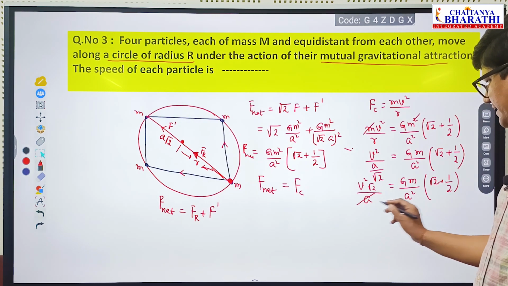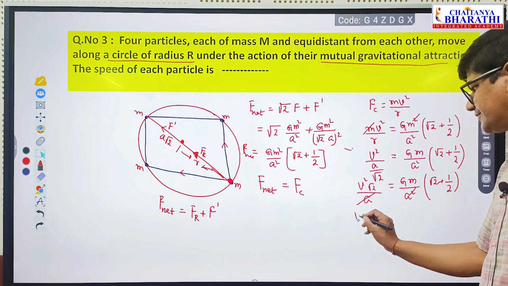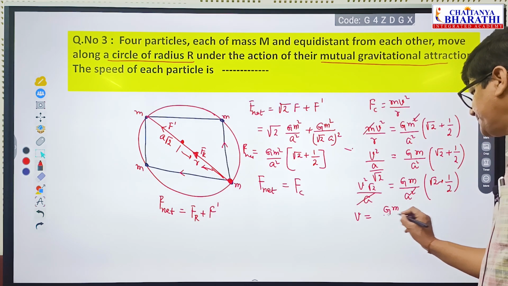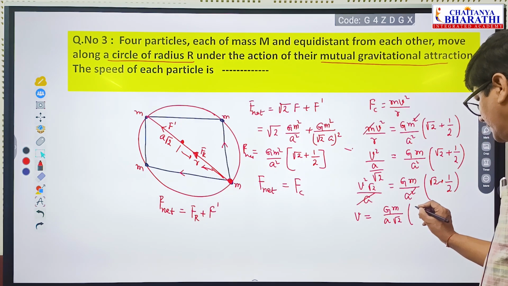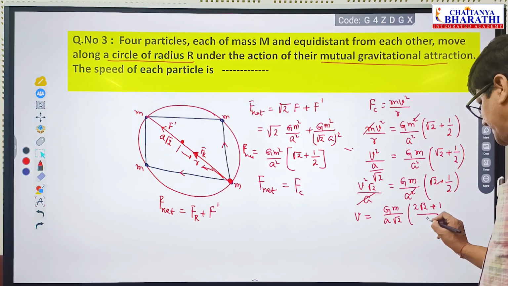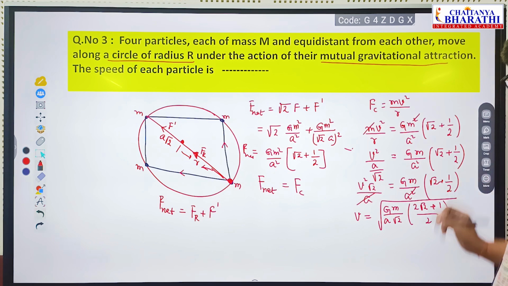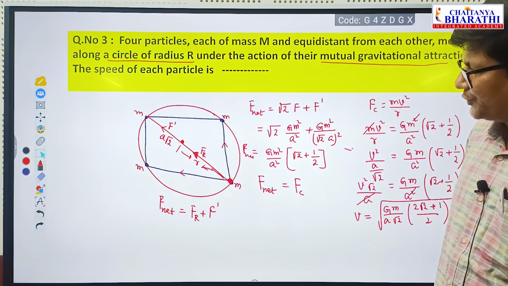So one a cancels, and root 2 comes below. So velocity v is equal to the square root of G m by a root 2 into 2 root 2 plus 1 by 2, we can write like this. So this is the velocity of that particle if it is rotating in a circular motion.